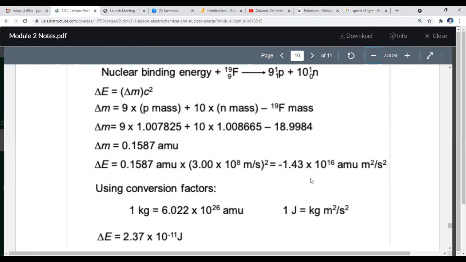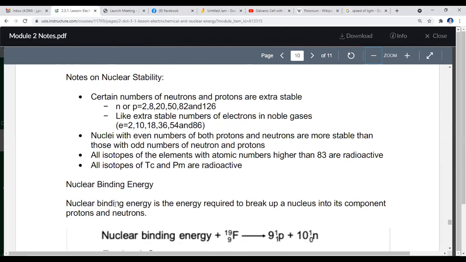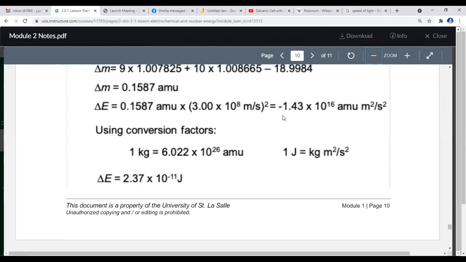And this is the answer to the delta E, the nuclear binding energy. In this case, it's negative 1.43 times 10 raised to 16 AMU meters squared per second squared. Look at this, class. It's really specified here that it should be negative. Why? Because it's the amount of energy released. I think your physics or chemistry classes have emphasized that whenever energy is released, it should be negative, and if it's absorbed, it's positive.